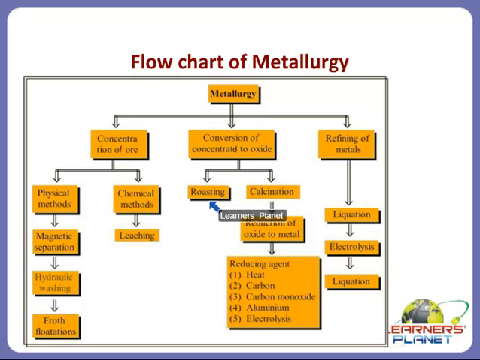This is done by roasting or calcination. Now after this, what we have got in our hand is the oxide. Now that oxide is reduced. How? By heating it with carbon, carbon monoxide or aluminium, or even by electrolysis.